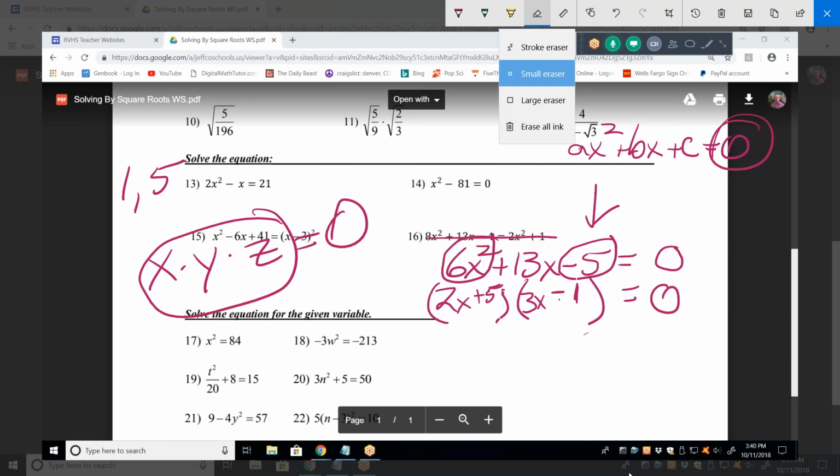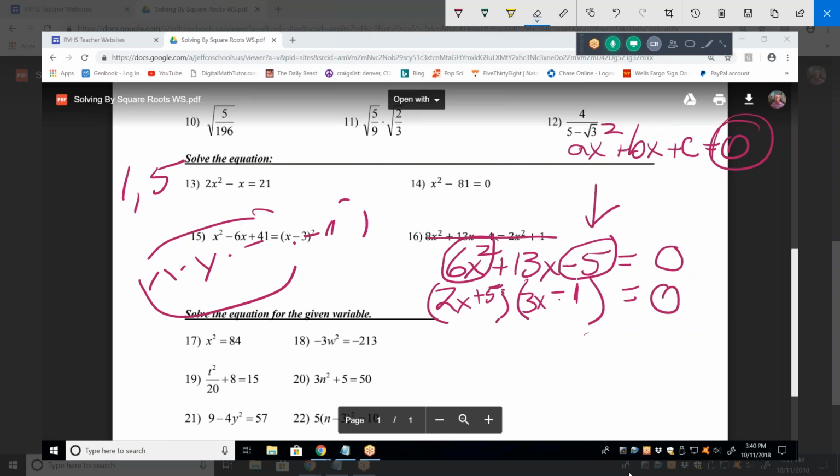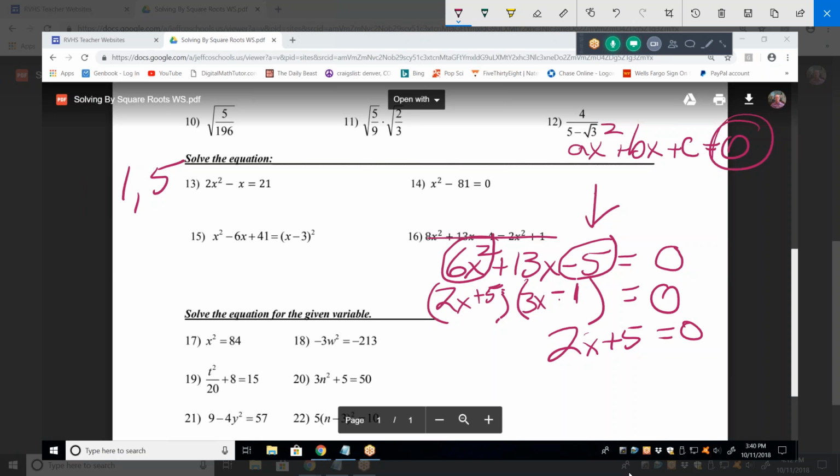Well, when you're dealing with factoring, you're usually dealing with just 2 things. In my case, 2x plus 5 is one thing. 3x minus 1 is another. I'm saying that when they are multiplied together, they're equal to 0. So what's the next thing I can say? That there's no solution. No, I can say, well, either 2x plus 5 is equal to 0, which makes x equal minus 5 halves. You see where I get that?